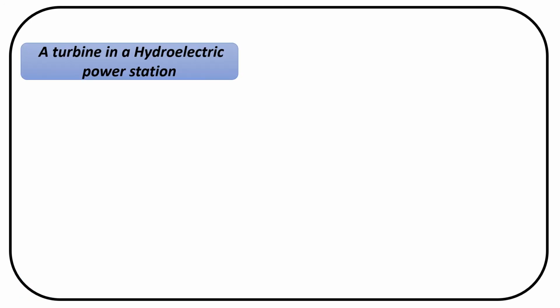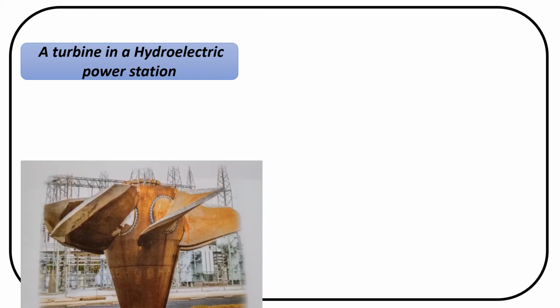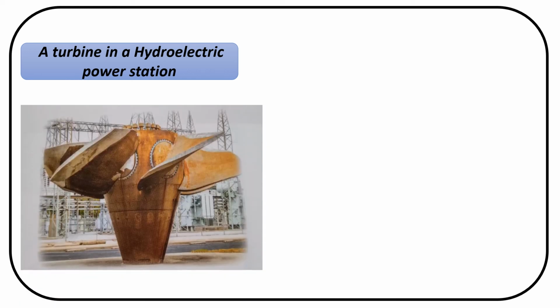Okay, students, here we have a turbine in a hydroelectric power station, and this is the turbine. The running water spins the turbines in the generators to generate hydroelectricity. It means that when water comes from the dam running at high speed, it will spin the turbine. Then the generator in the turbines will generate hydroelectricity.